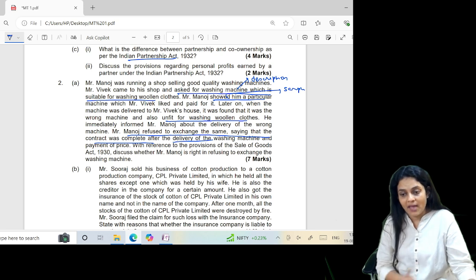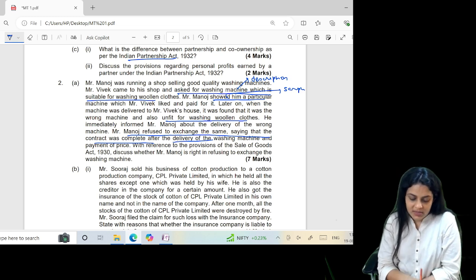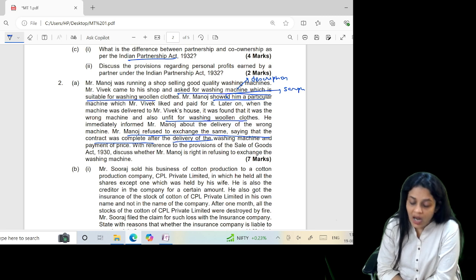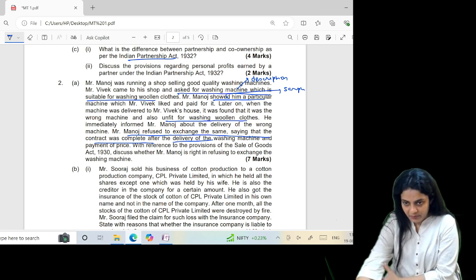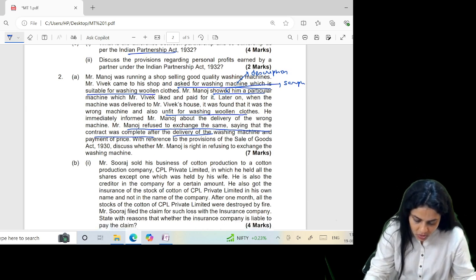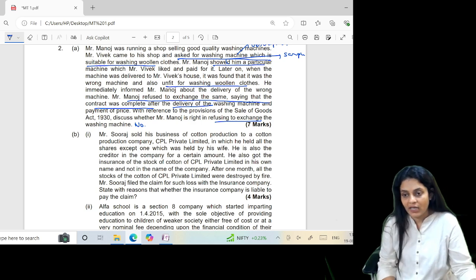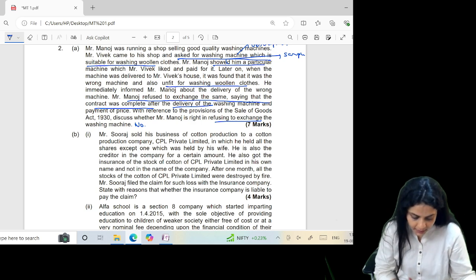When the sale is made by sample as well as description, the sample must be described as it is known in the market and the goods must correspond to both sample and description. Here, the goods are not as per the sample that was shown to him, and it was also not as per the description. So, is Mr. Manoj right in refusing to exchange? No. He is under an obligation to take the machine back.